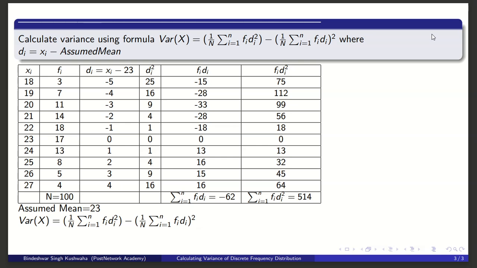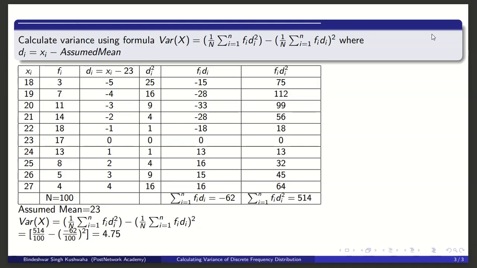The formula is 1 upon n, summation from i equals 1 to n of Fi di square, minus the whole square of 1 upon n, summation from i equals 1 to n of Fi di. So plug in all the values and let us see what the value of variance would be. If you plug in all the values, the variance would be 4.75. So this is how to calculate the variance of a discrete frequency distribution using the assumed mean method.